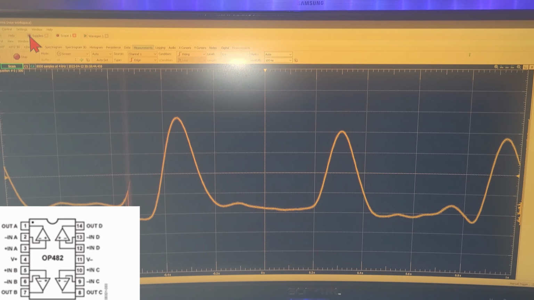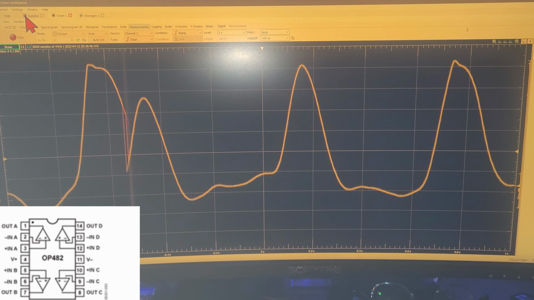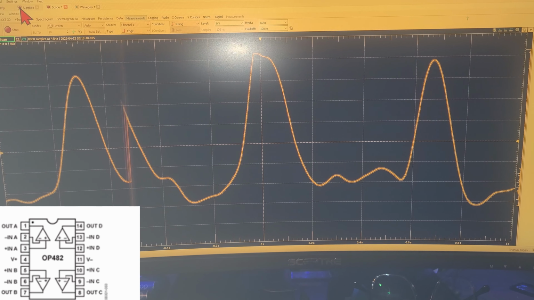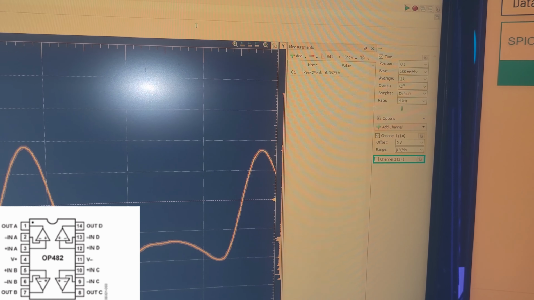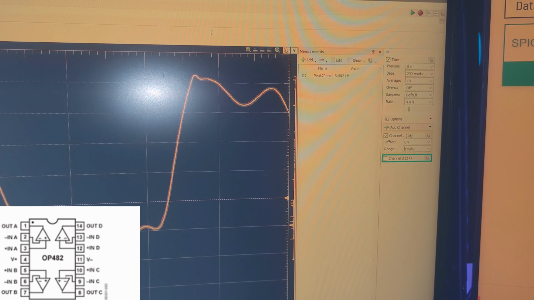Looks great. And I think, I'll have to check with my instructor, but we have completed this lab. We have a peak-to-peak value of about 7 volts. It fluctuates a little bit, but 6 to 8 volts. And that is it for this lab.